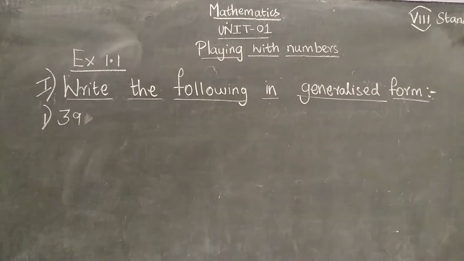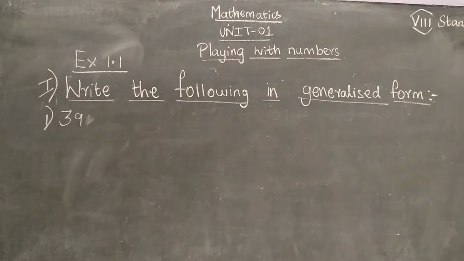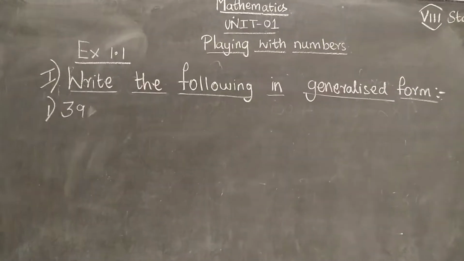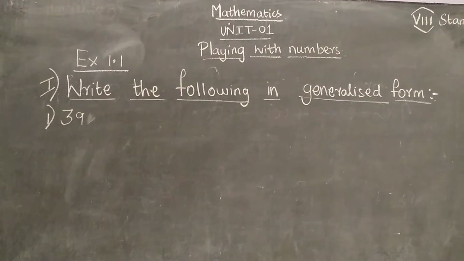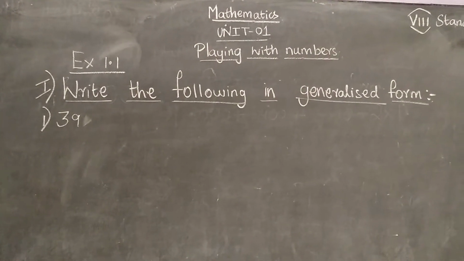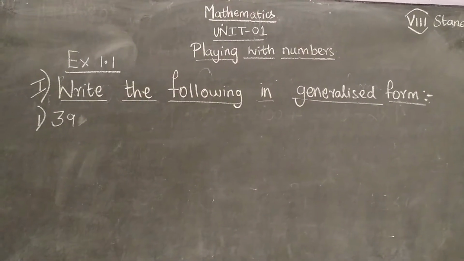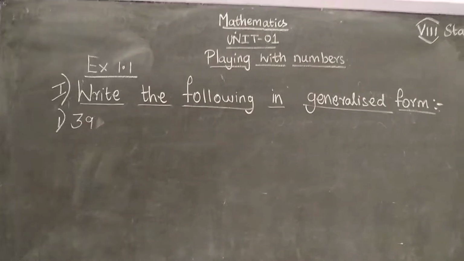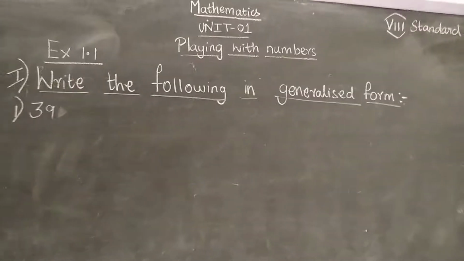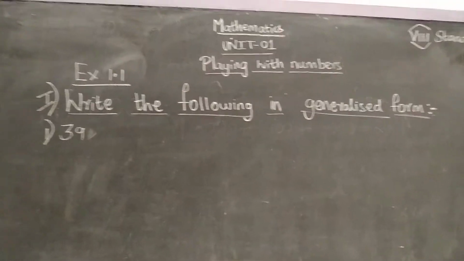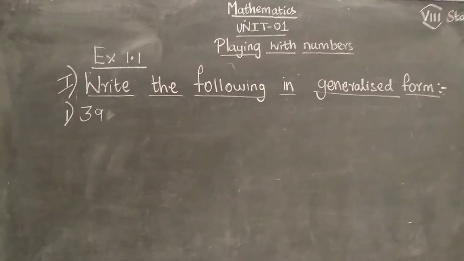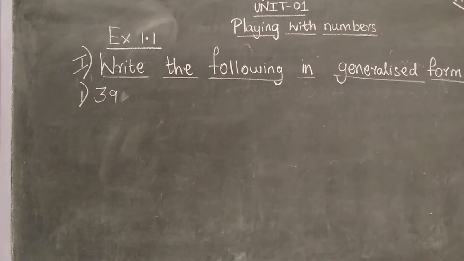So entering into the exercise problem, all of you write it in your classwork. Exercise 1.1. Actually, start up with a fresh page. Write unit 1, playing with numbers. And write exercise 1.1. First main, write the following in generalized form. You can pause the video and copy the question later on.